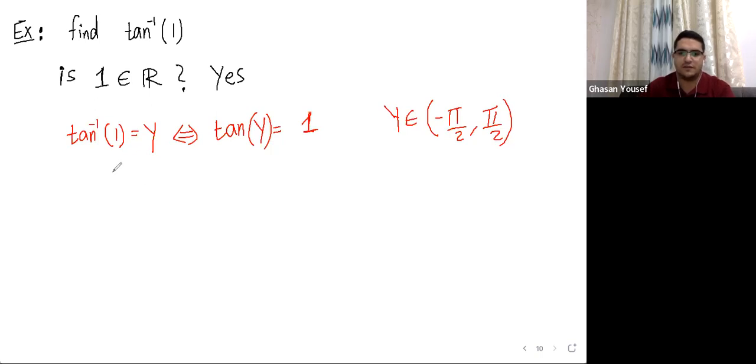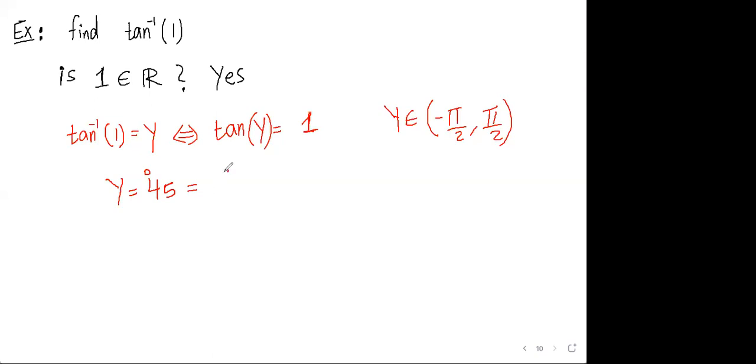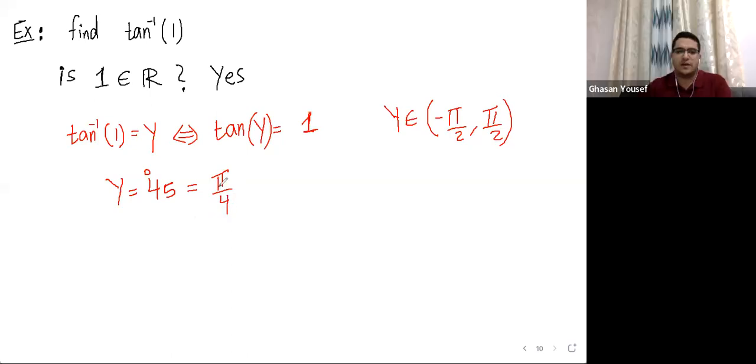45, correct. Muhammad said 45. So y equals 45 degrees. But the answer here must be in radians. So 45 degrees, if you want to convert it to radians, is pi over 4, correct. So the answer y must be pi over 4. And pi over 4 belongs to the range of the angle.